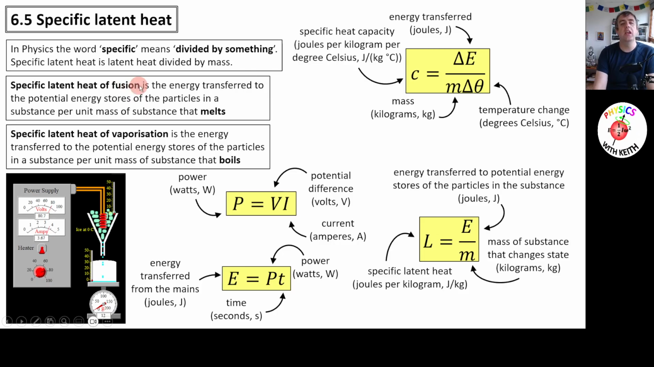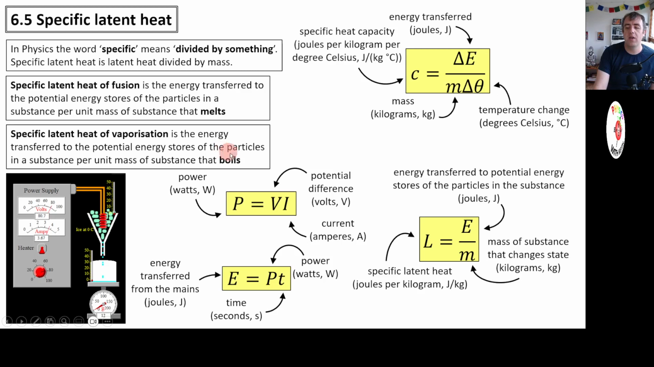Latent heat is the heat transferred, the energy transferred in changing state. Specific latent heat is the energy transferred in changing state per kilogram of mass. So specific latent heat of fusion, energy transferred per unit of mass that changes from a liquid to a solid or vice versa.